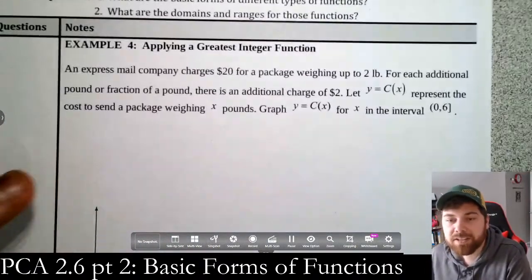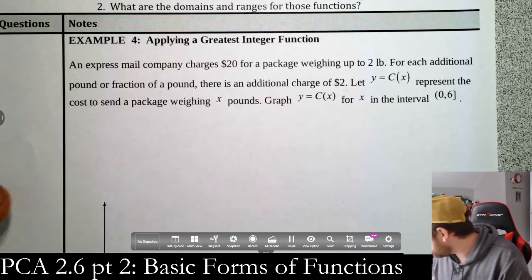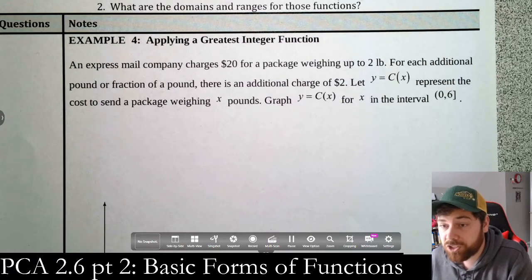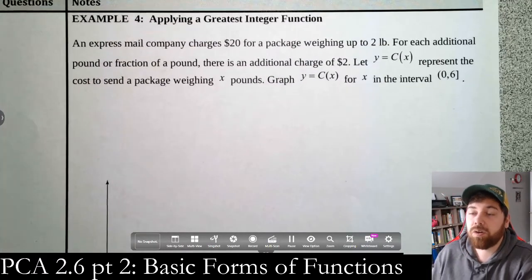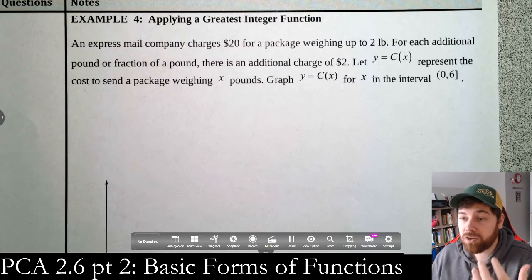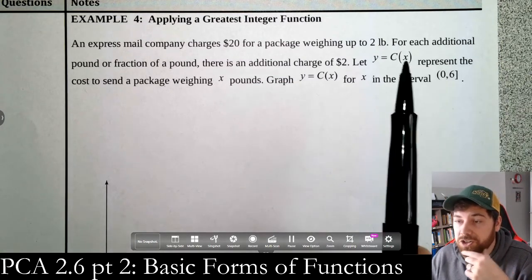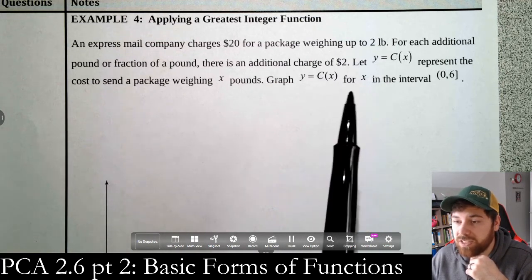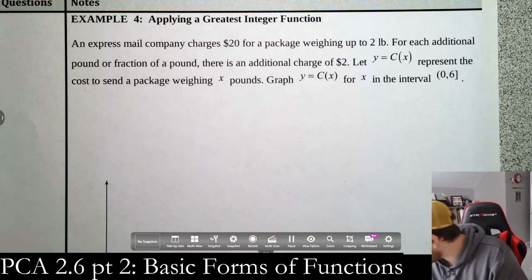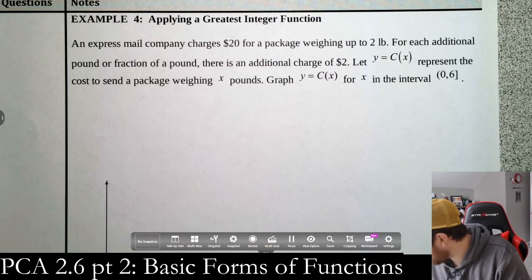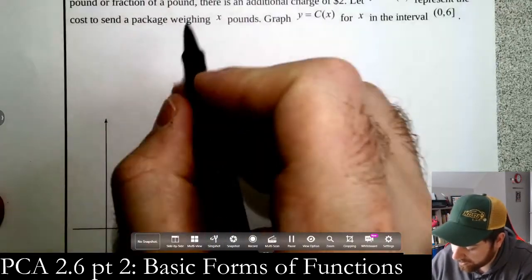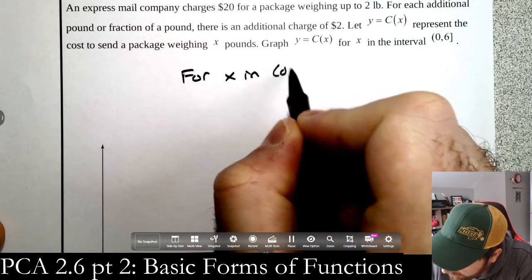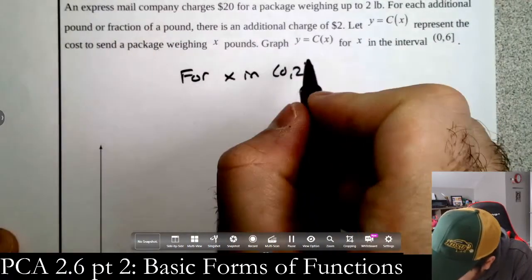So we have an express mail company charges $20 for a package weighing up to 2 pounds. For each additional pound or fraction of pound, there's an additional charge of $2. Okay, so it's 2 pounds plus whatever $2 up to that. So the function c of x represents the cost to send a package weighing x pounds. Y is c. Let's graph y equals c of x for x in the interval 0 to 6. Okay, and so for everything up in the interval, so let's set this out. For all x in 0 to 2, so that is, sorry, I want to include 2.